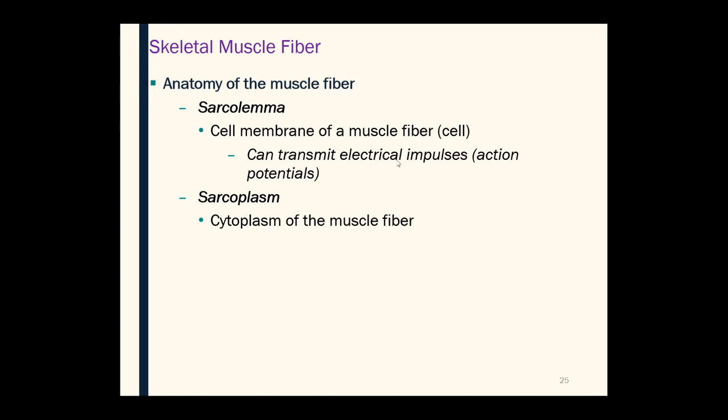We call these electrical impulses action potentials. That's the word we're going to use for the rest of the course. It's just an electrical impulse, but the sarcolemma can transmit it. Now, the cytoplasm of the muscle fiber, we're just going to call sarcoplasm. We're just changing the name from cyto to sarco. And sarco means flesh, believe it or not. It's kind of the fleshy part of an animal, I guess. So sarco means flesh.